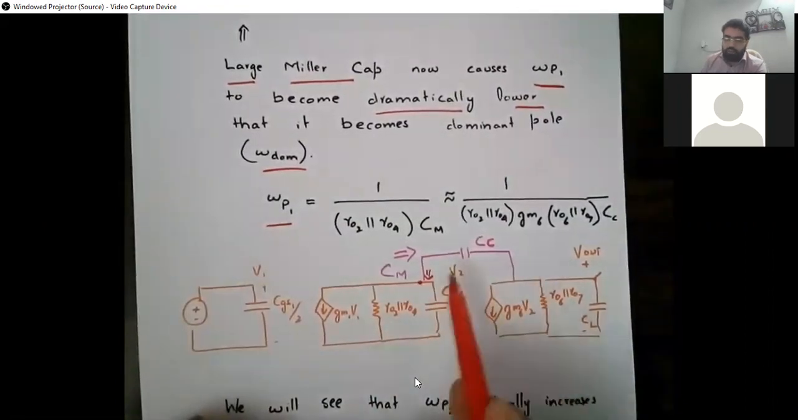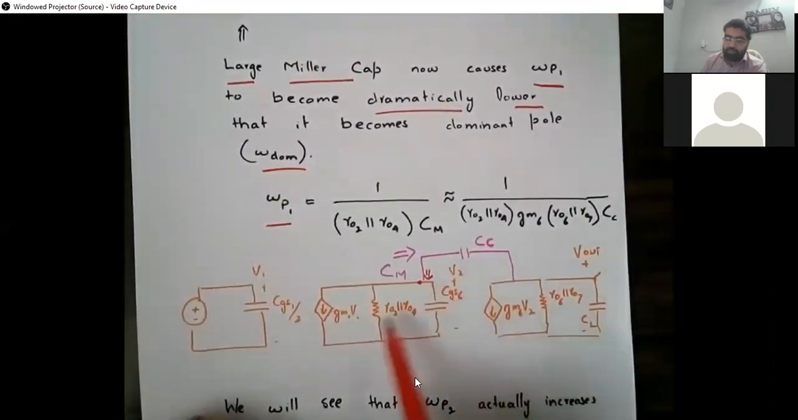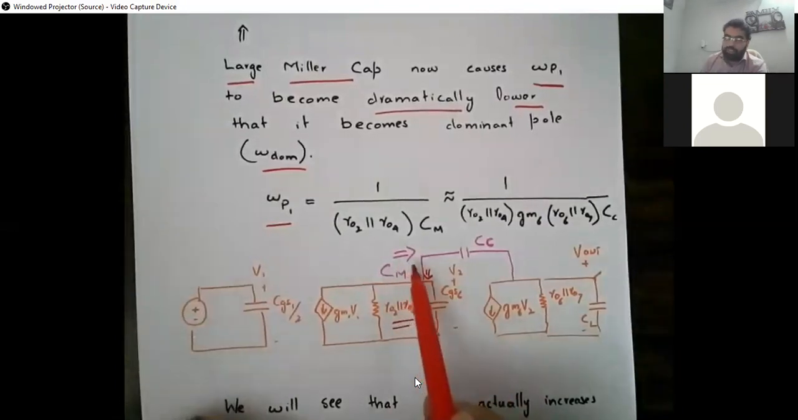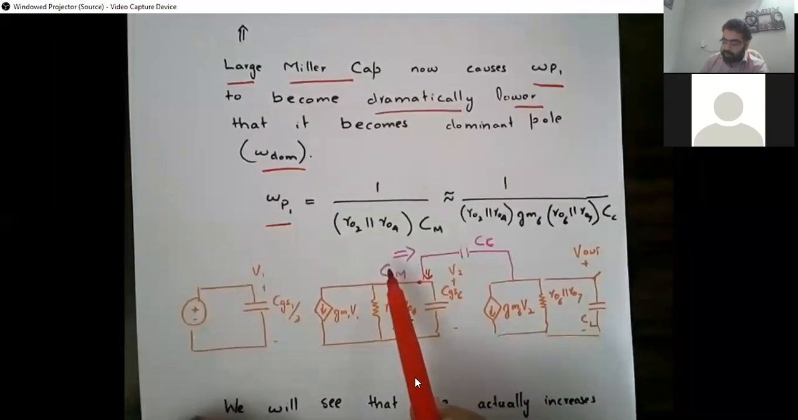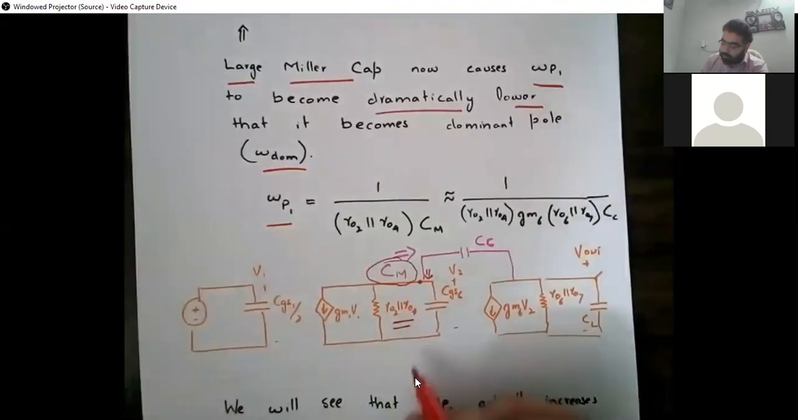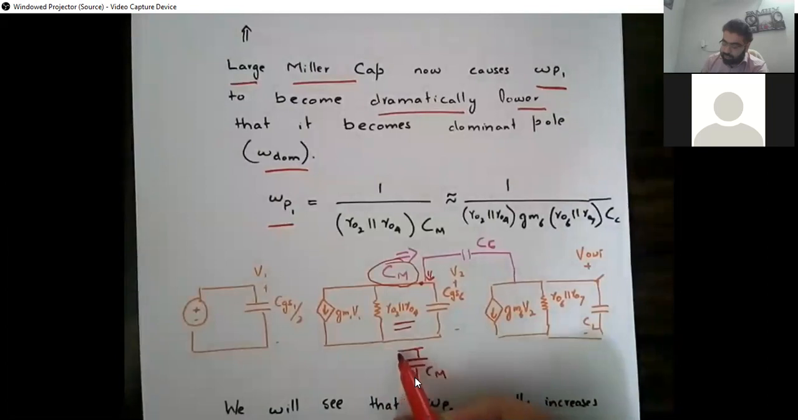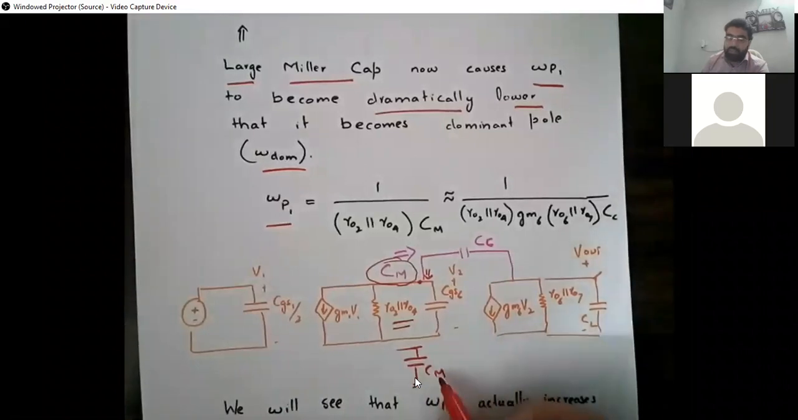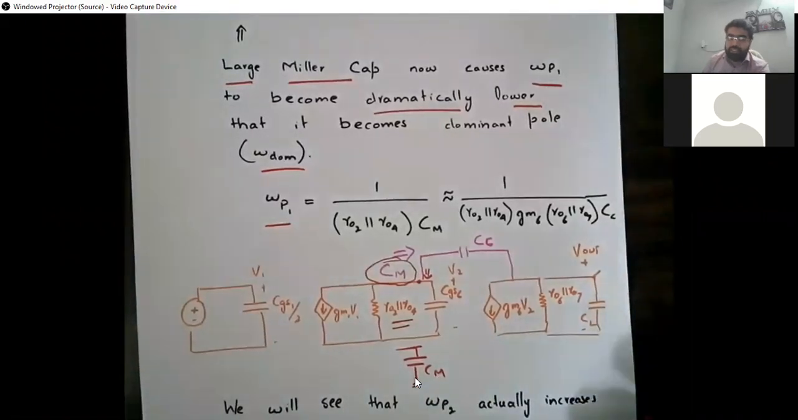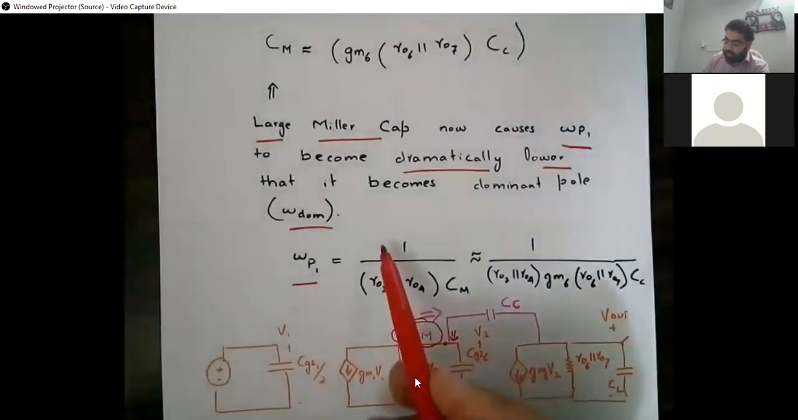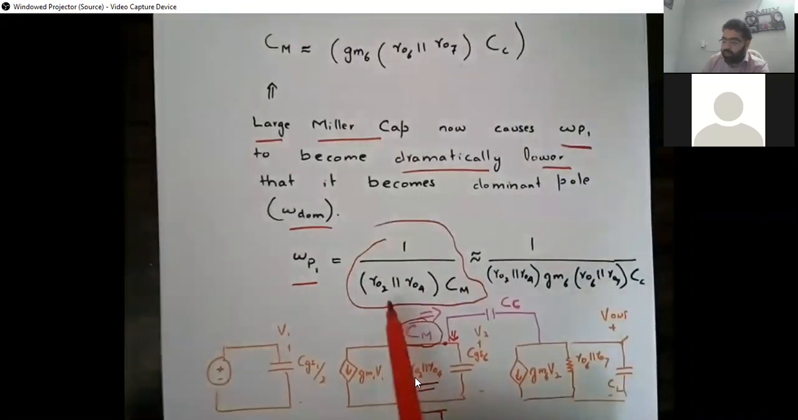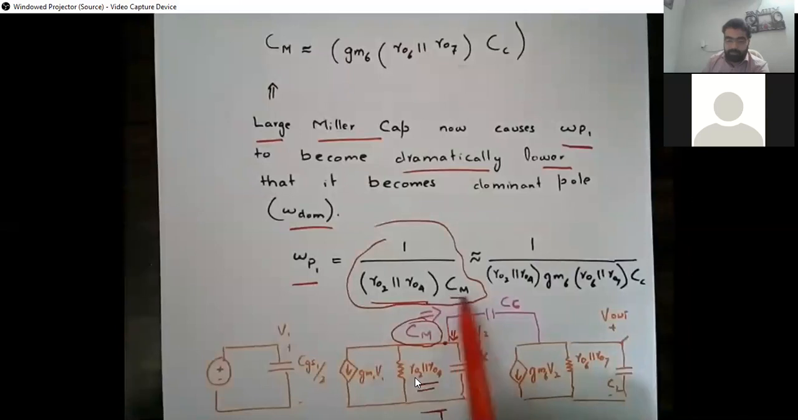Previously there was no Cc, so we were only taking the effect of Cgs6 multiplied by ro2 in parallel with ro4. But now we are going to see a compensation capacitor with a Miller effect, Cm. At this node we observe a Cm to ground, and the impedance seen here is the same, ro2 in parallel with ro4. If you want to be accurate, you can say Cm plus Cgs6, but the Cgs6 value is very small compared to Cm. So we can approximately write omega p1 as ro2 in parallel with ro4 times Cm.